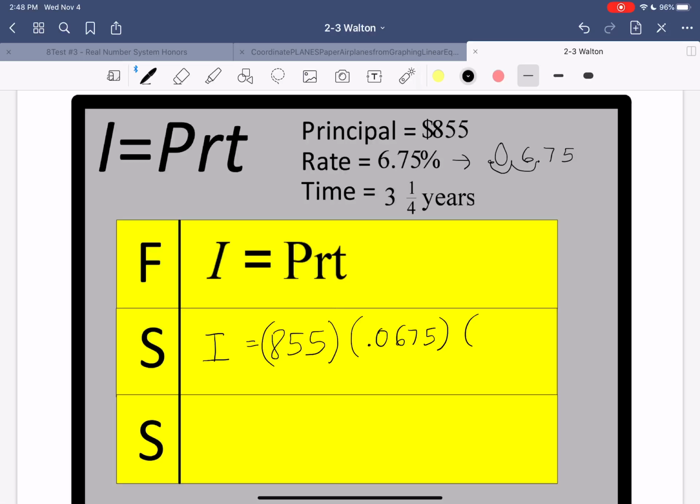So you could do one of two things. You could know that 1/4 equals 0.25, and then that leaves us at 3.25 years, and that is what I would go ahead and do. You could also leave it in the fraction form, and you could put that into your calculator, but I personally think that turning it to a decimal is the easiest way. So go ahead and solve for your interest and your total amounts.